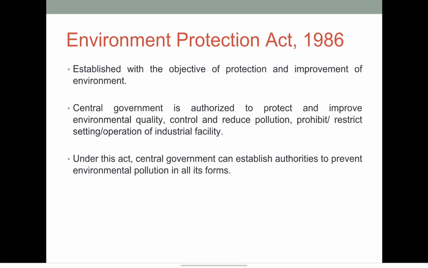So it also can establish authorities. The central government can establish authorities to prevent environmental pollution in all its forms. Therefore, there are boards established under this act: the Central Pollution Control Board and the State Pollution Control Board. So these boards are established to prevent environmental pollution in all its forms. So the central government can establish authorities as well, so as to prevent environmental pollution.